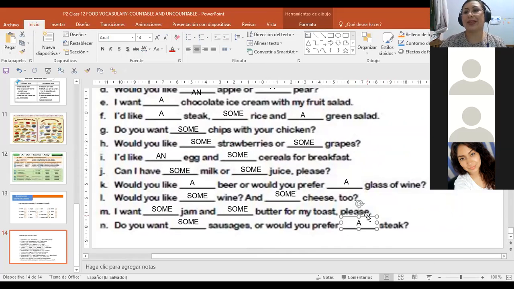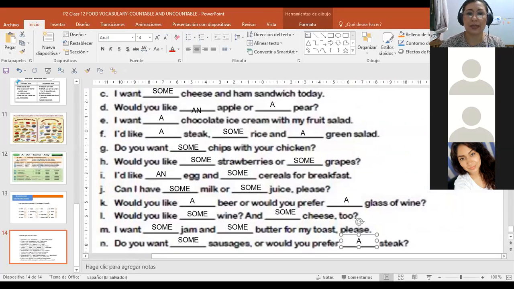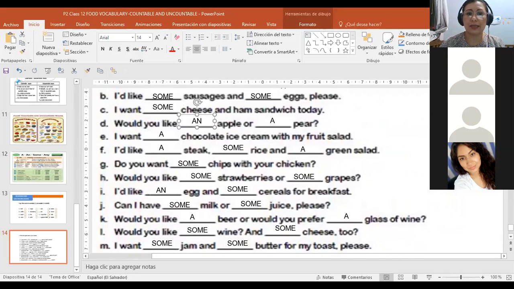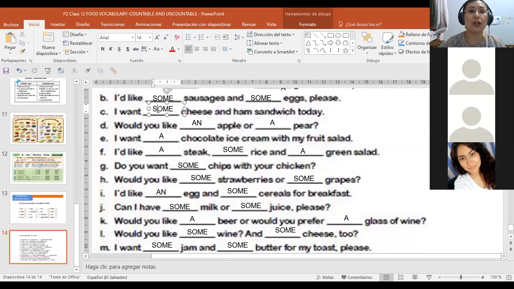I have a question. Yeah, please. In the letter C. Letter C, okay. Is it some or a cheese? Some cheese, algo de queso. Porque hubiese sido a si yo hubiera dicho a slice of cheese, una rodajita de queso. Pero como está sin medirlo, sin pasarlo a una unidad de medida, entonces algo de queso, ¿verdad?